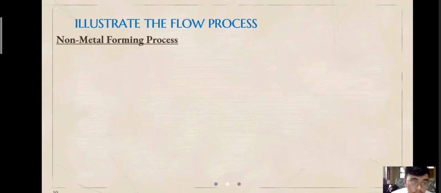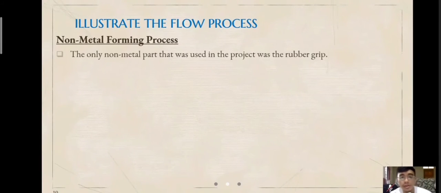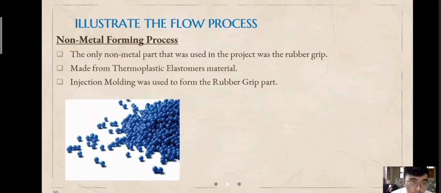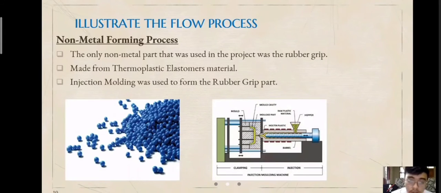And for the non-metal forming process, we choose to use injection molding because the part used was rubber. The rubber grip part was made from thermoplastic elastomer material. This is the thermoplastic elastomer pellet injection molding machine.